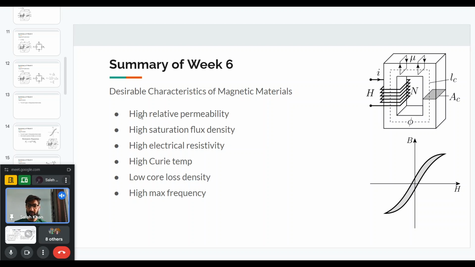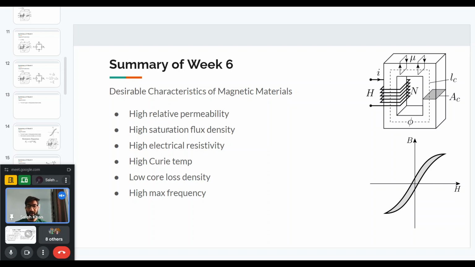So firstly, the magnetic material should have high relative permeability, so that it will provide a very low reluctance path to the flux, so that the flux will be contained inside the magnetic core. And then it can possibly allow for a smaller size of the inductor or transformer.